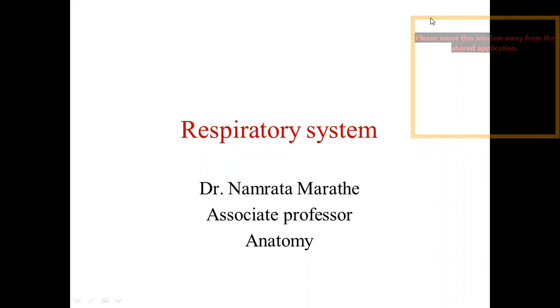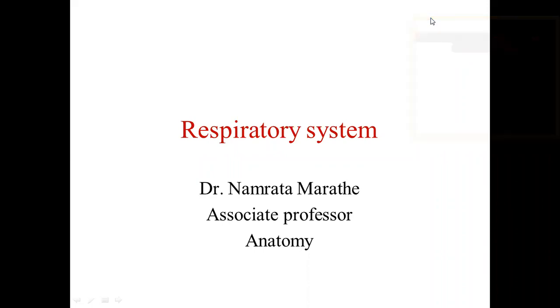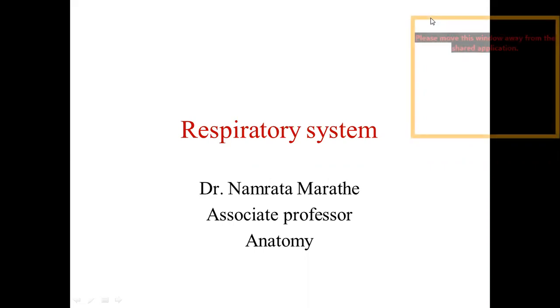Good morning, students. Today I'll be sharing with you the practical for the respiratory system. In the second term, we are starting with systemic histology. The first system we are learning is the respiratory system. We have already learned the theory part of it. In today's practical, you will see 3 slides: epiglottis, trachea, and lung.